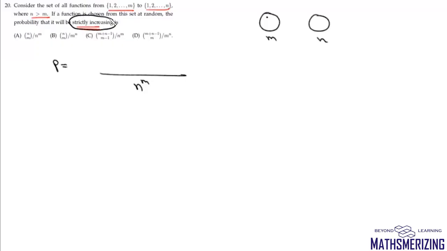Now if it is a strictly increasing function, then that function will be a 1-1 function. So for these m elements, we need to choose m elements from this set containing n elements, which can be done in nCm ways. Once we have selected these m elements, we have to map them in an increasing order. So there is only one arrangement possible for all these numbers. So this probability will simply be nCm upon n to the power m, and that's your option number A.